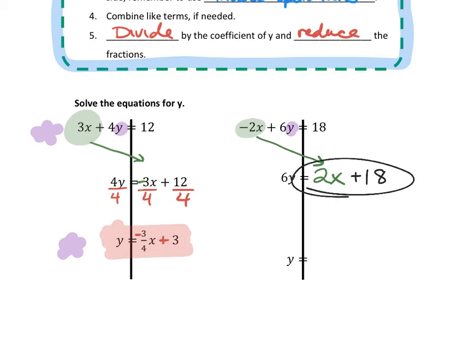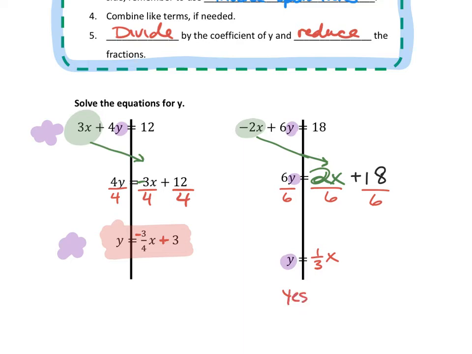Can I combine these together? Absolutely not. Those are not like terms, so I'm not going to add them together. I'm going to leave them just written as they are, as 2x next to a positive 18. The coefficient of y here, what I'm still trying to get rid of, is 6. So I'm going to divide every single term, all of them, by 6. I would get my y all the way by itself, which is awesome. That's what we want. And then I just reduce those fractions. 2 divided by 6 is 1/3 x. Yes, leave it as a fraction.